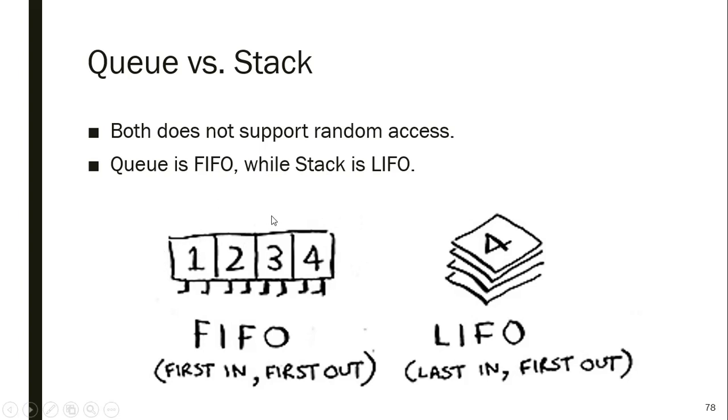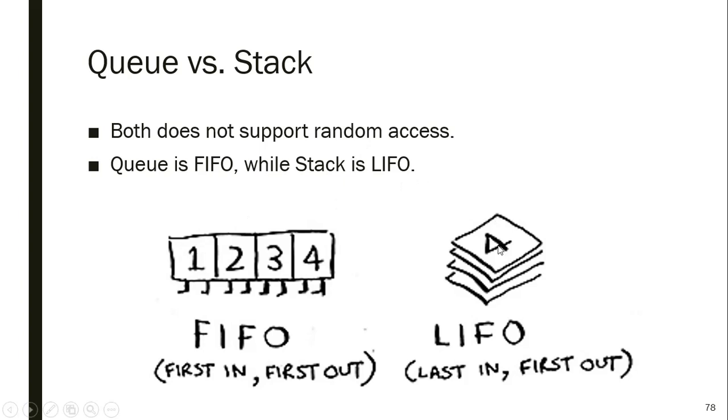So you cannot read 2, 3 and 4. You have to read 1 and then delete it. So 2 will become the front of the queue. Then you will read 2 and delete it, and then you can read 3 and delete it, and then you can read 4. So there is no random access. There is sequential access.